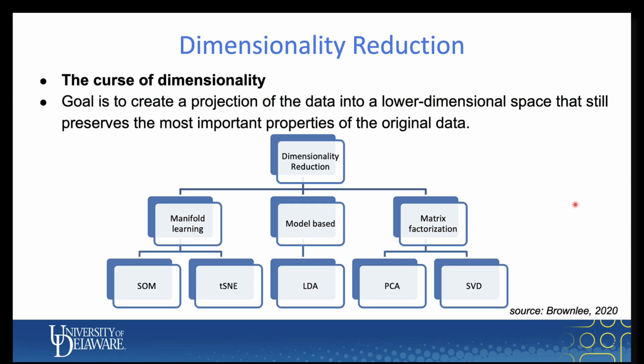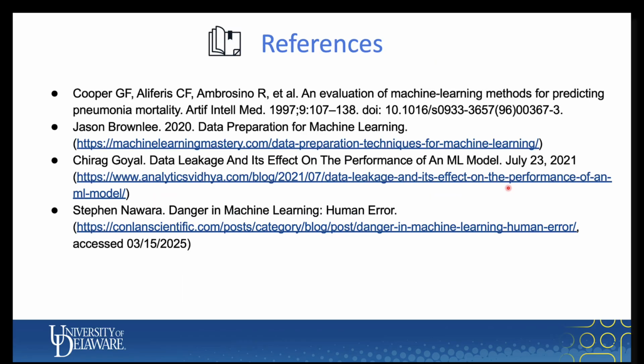The last method we are going to see is dimensionality reduction. Here, the curse of dimensionality is that the more dimensions the dataset has, the more likely it is that the dataset represents a very sparse and likely underrepresentative sampling space. The goal in dimensionality reduction is to create a projection of the data into a lower dimensional space that still preserves the most important properties of the original data. There are a few categories of methods for dimensionality reduction, and we are going to review these in the next lecture. Here are the references that this lecture was derived or inspired on.